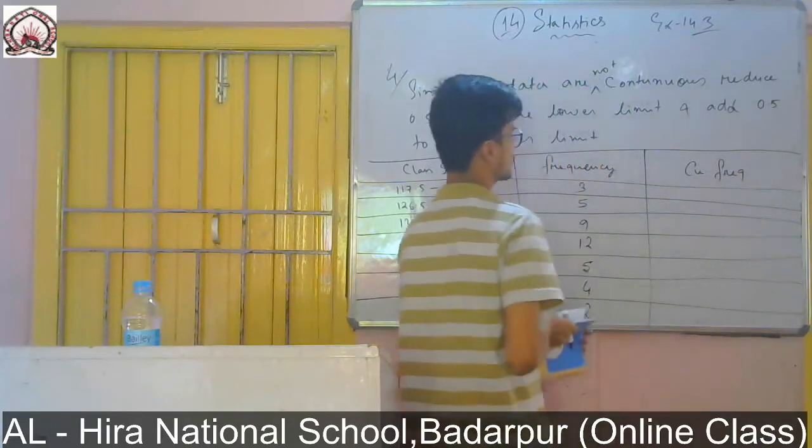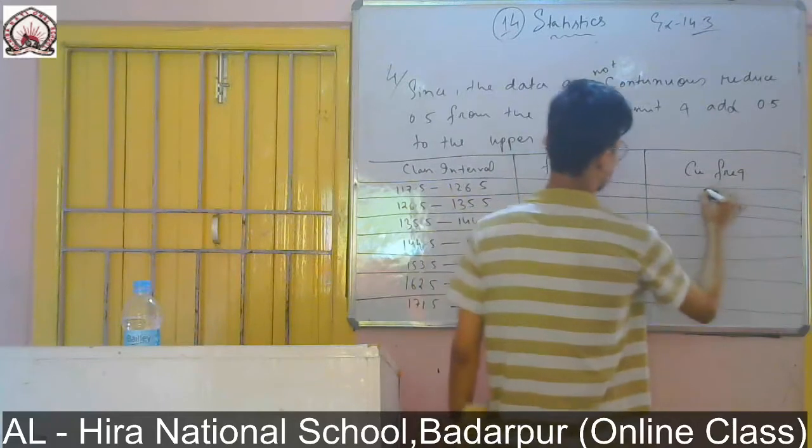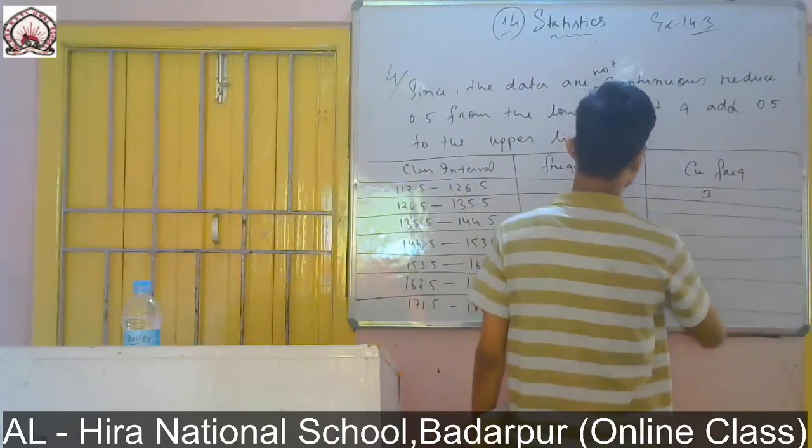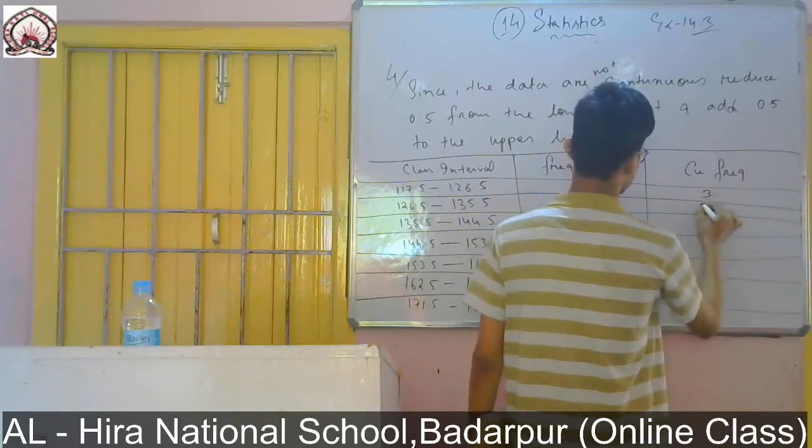So the cumulative frequency, we know how to find. First one it will be 3, then 3 plus 5 is 8.